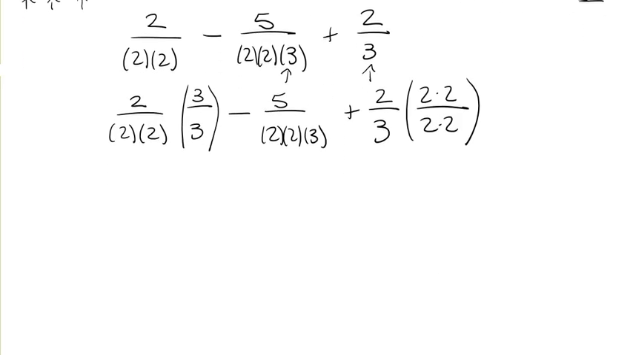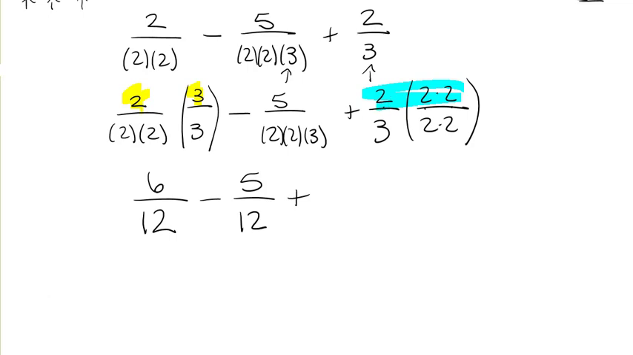So the first top, we're going to multiply it by 2 times 3. So we get 6 over 12. Next, we have minus 5 over 12, because that's what we already have. So we'll leave it as is. Next, we have 2 times 2 times 2 for the top. So that's equal to 8, which is over 12.